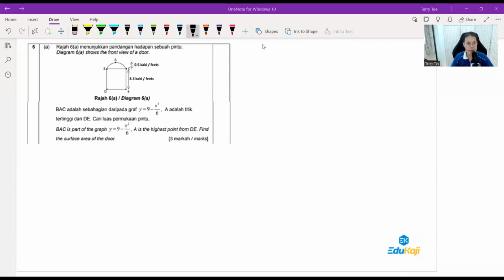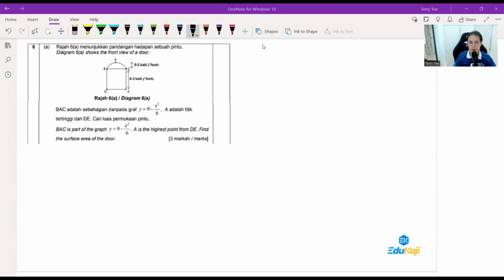Question number 6, the first part A, is a question from Form 5, Chapter 3, Integration. The diagram shows a front view of a door. BAC is part of a graph y equals 9 minus x squared over 6. A is the highest point from DE. Find the surface area of the door.